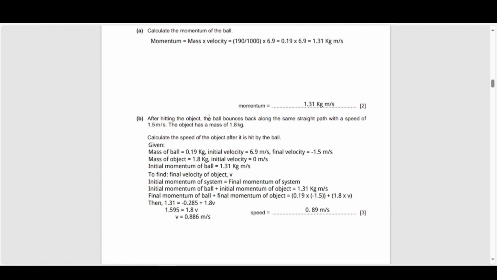So now they said after hitting the object, the ball bounces back along the same straight path with a speed of 1.5 meters per second. The object has a mass of 1.8 kilograms. Calculate the speed of the object after it is hit by the ball.